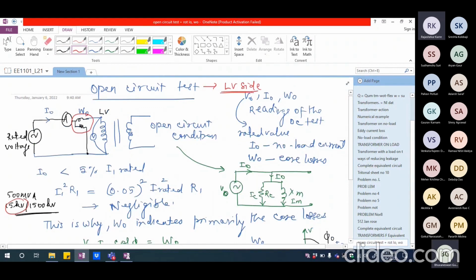From the LV side, the low voltage side, you will apply the voltage. You will connect the wattmeter and the ammeter. The high voltage side, you will leave on open circuit. That is the way the open circuit test is normally conducted. From the open circuit test, we get mainly three things: RC, XM, and the no load losses, that is, the core losses.